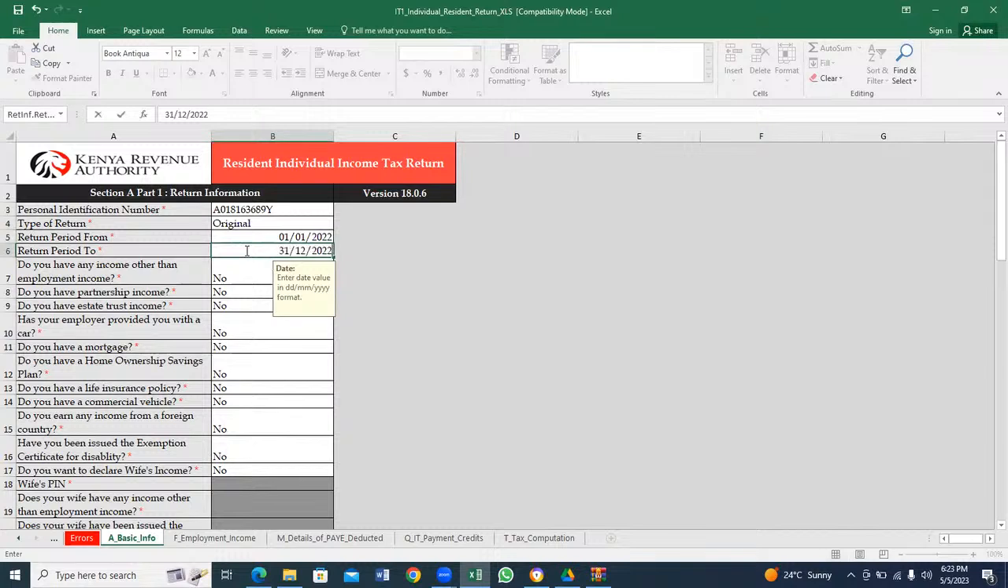Are we okay up to this point on sheet 1, that sheet A? We are okay up to sheet A.